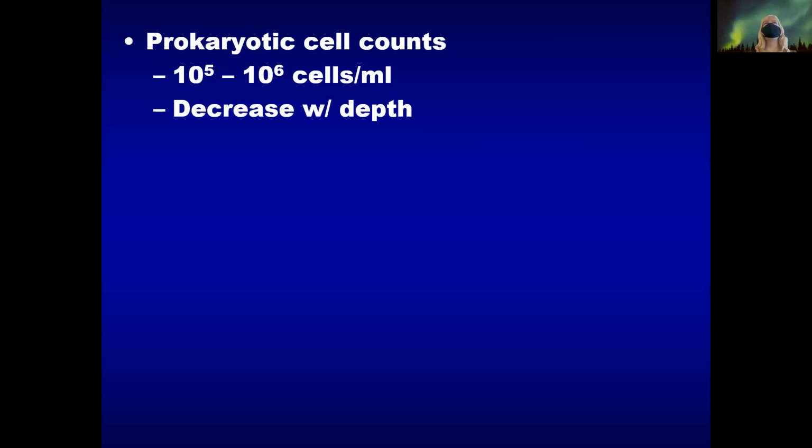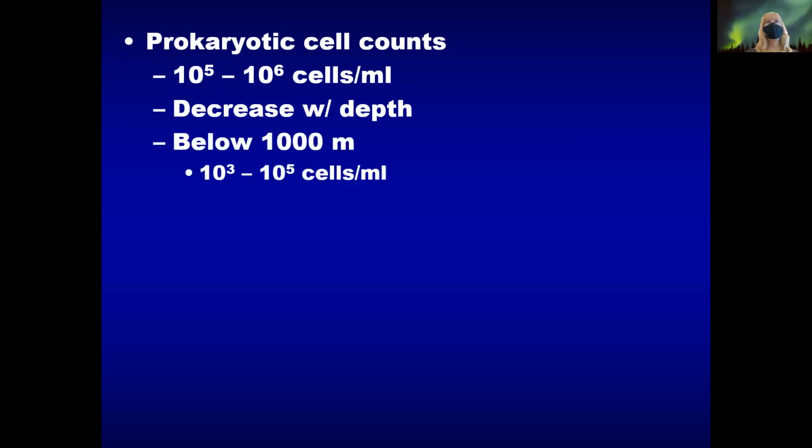And then as you sample deeper and deeper, you're going to get progressively fewer microbes. For example, when they've taken samples around 1,000 meters, you get 10 to the 3 to 10 to the 5 cells per mL.